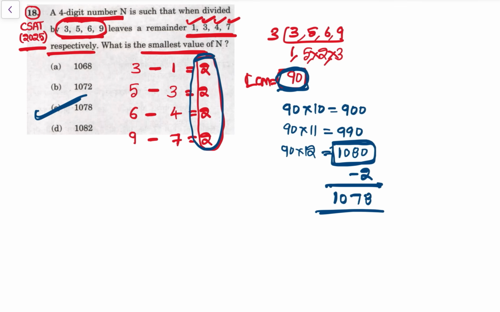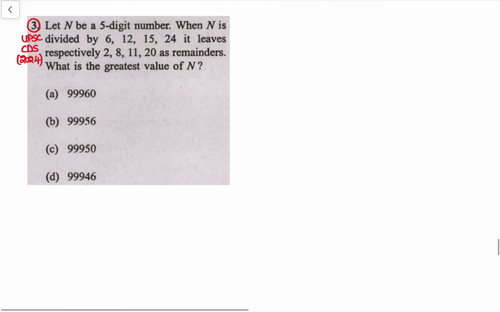We have to subtract the common difference from the multiple of the LCM. See here, it is not the multiples themselves, it is multiples minus 2, and you will get the answer. Now let's do one more question, you will understand more.